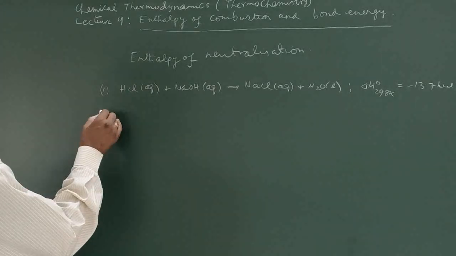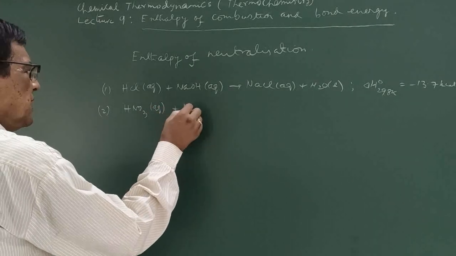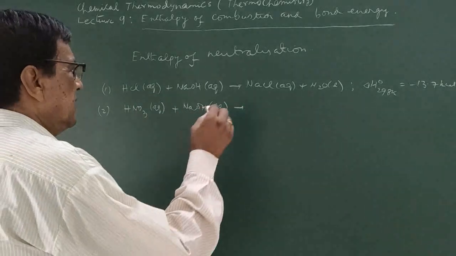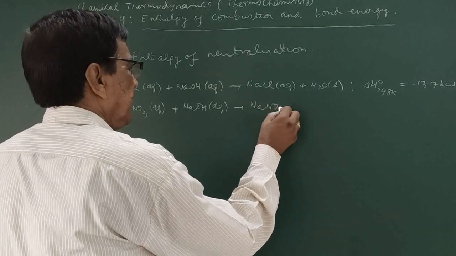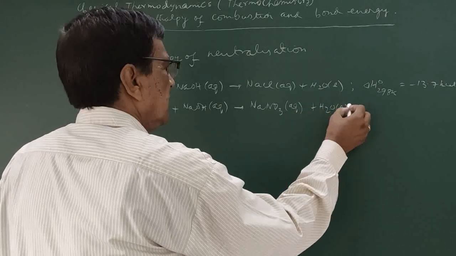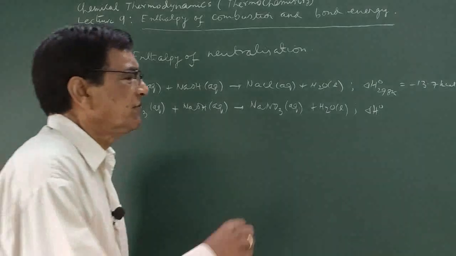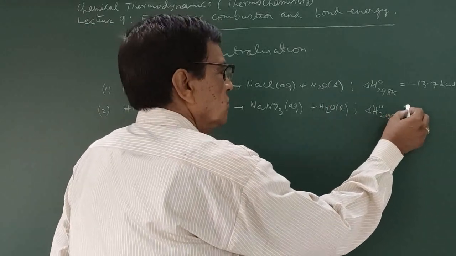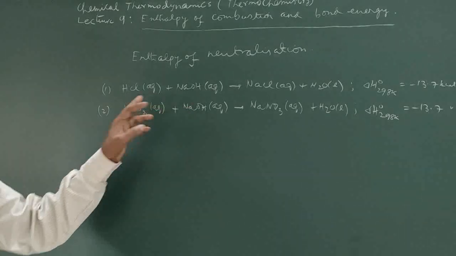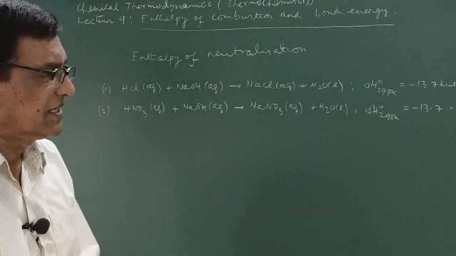If we take another example, say nitric acid aqueous plus sodium hydroxide, also aqueous, meaning they are in very dilute solutions, we get the products sodium nitrate aqueous plus water liquid. And it is surprising that the standard enthalpy of neutralization for this reaction is also equal to minus 13.7 kilocalorie. In fact, any strong acid and strong base, when neutralized in dilute solutions, will give identical values of this enthalpy of neutralization.